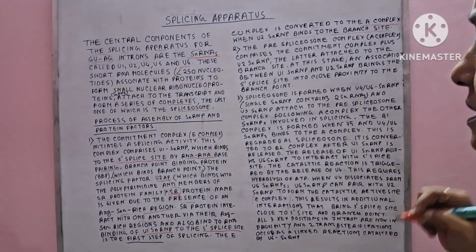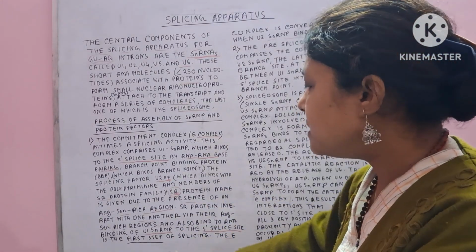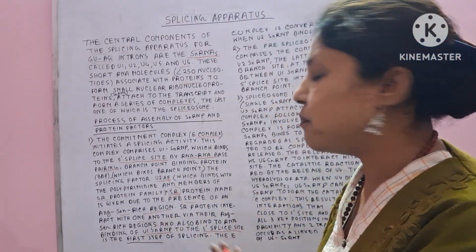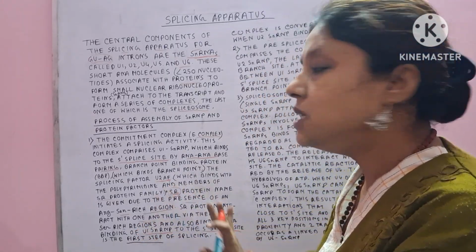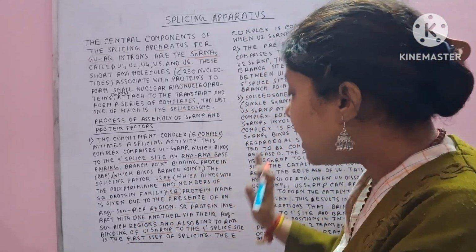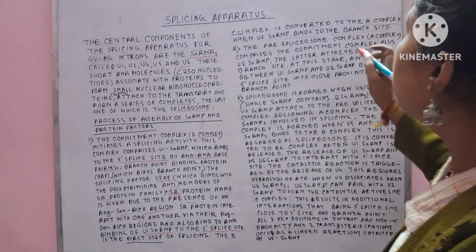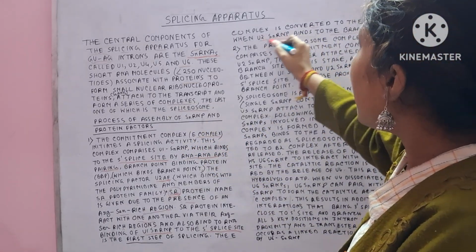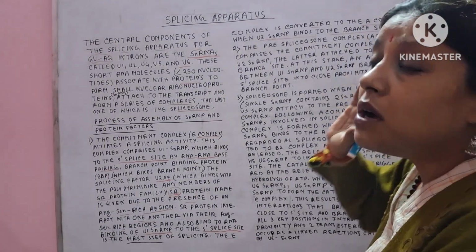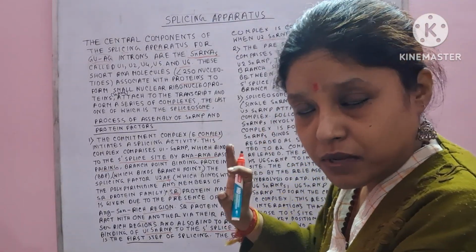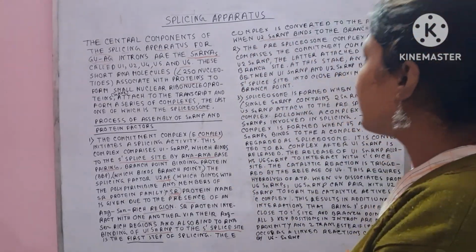Okay, here another thing is happening that you can learn about U1 snRNP. Only U1 snRNP binds with this, it does not convert the E complex to the A complex until the U2 snRNP binds to the branch site. Clear? So two snRNPs are involved here. One is the U1 and the second one is the U2.